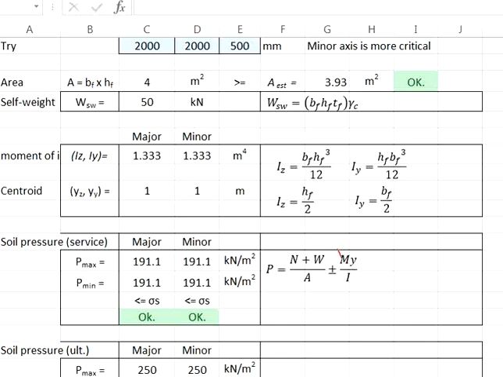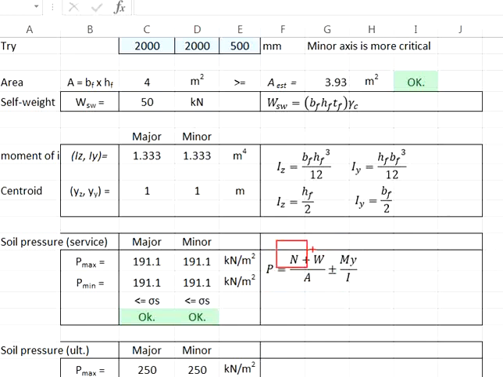Not requiring the effects of the moment, actually you don't need to calculate the moment of inertia as well as the centroid locations as a result of the moment, which means you can ignore this stage. Simply take P equals to N plus W divided by A.